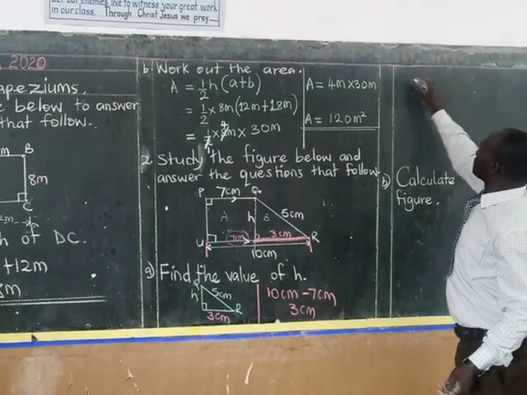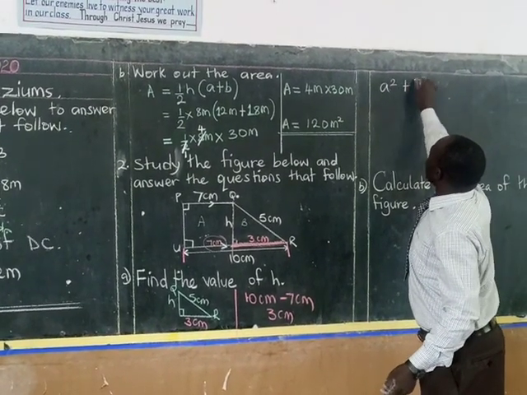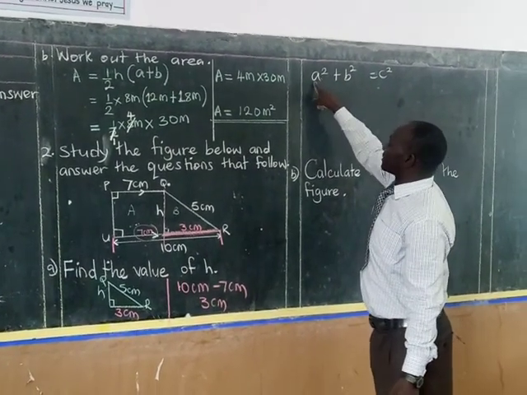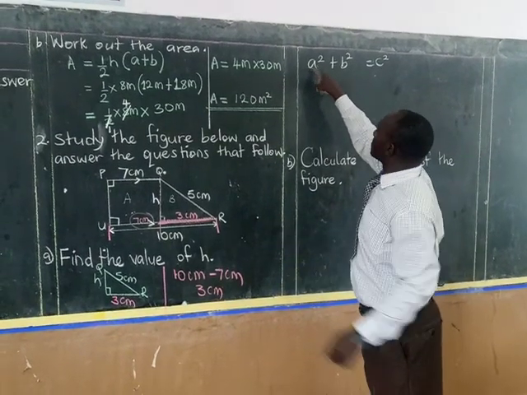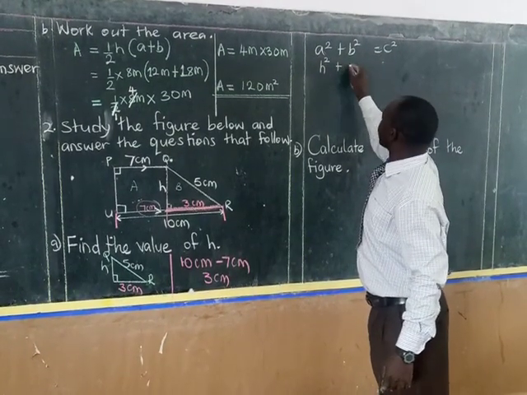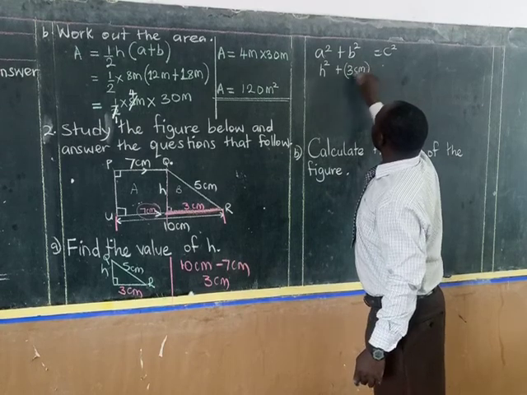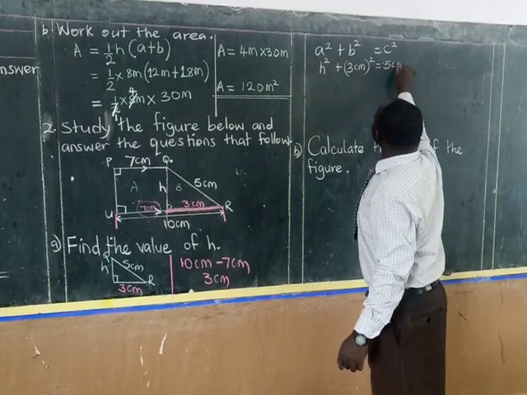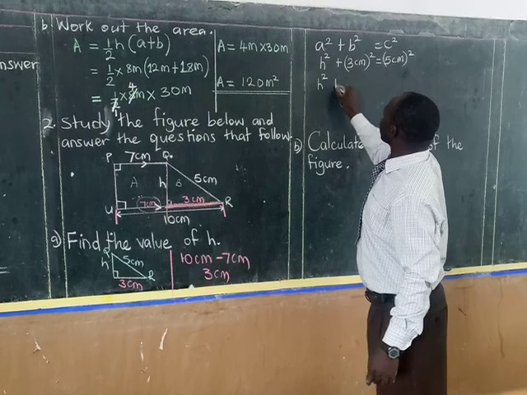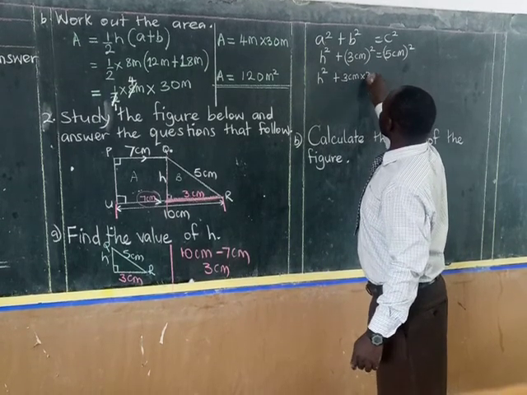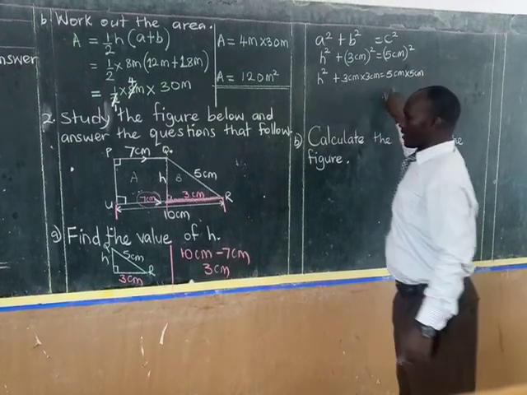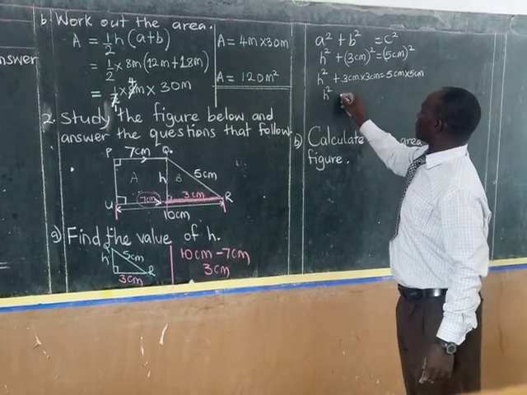That takes us to A squared plus B squared should be equal to C squared, since it is a right angle triangle now. Let's make the unknown H. Let's make A be our unknown. So I have H squared plus 3 centimeters squared should be equal to 5 centimeters squared. I have my H squared plus 3 centimeters times 3 centimeters should be equal to 5 centimeters times 5 centimeters. I know we went through this some time back, so let's have it faster.